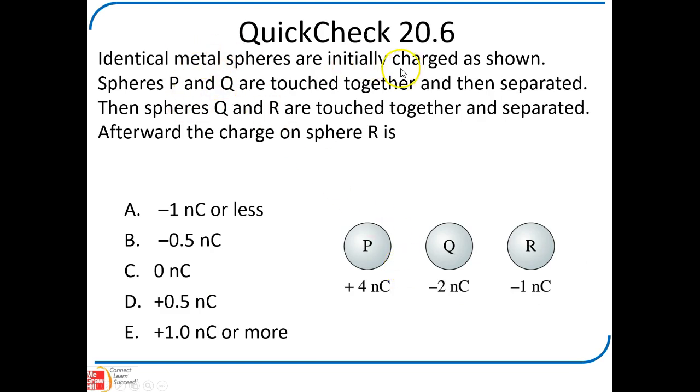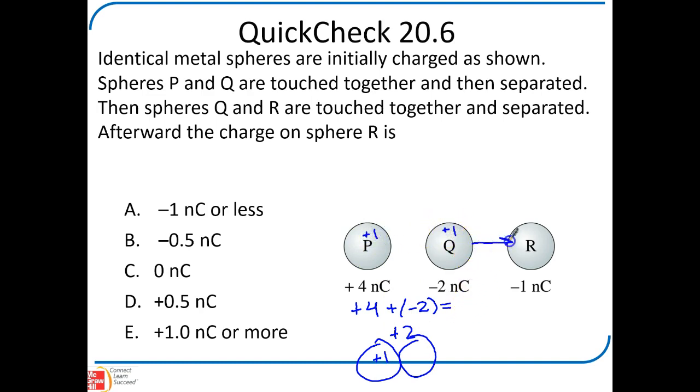20.6, so I have identical spheres initially charged as shown. We talked about if you touch these two charges, you're going to have some charge transfer. And when you do that, you have to use the algebraic sum in order to figure out what the net charge is going to be. So I'm going to have +4 plus -2, and I'm going to end up with a total charge between the two spheres of +2. Because these charges equally distribute when these two things are touching, when they are together, they're +2. When you separate them, you're going to have a +1 charge on P, you're going to have a +1 charge on Q.